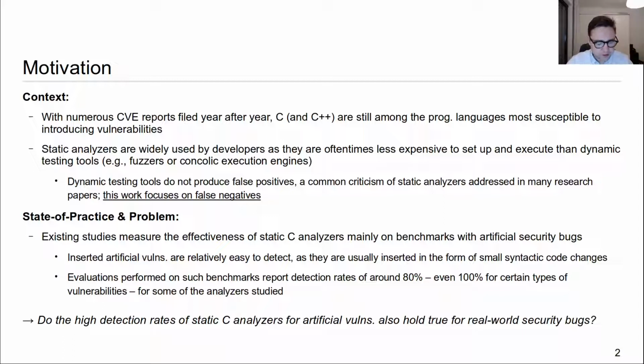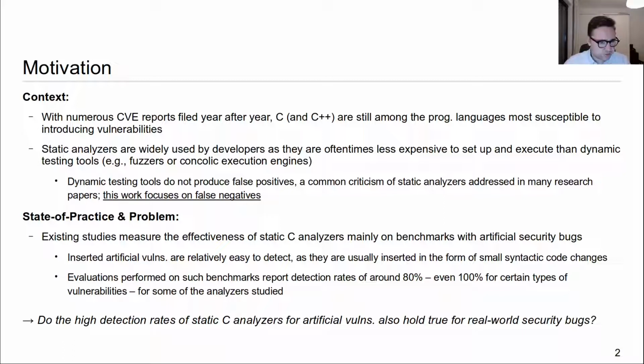Existing studies on that matter mainly use benchmarks with artificial security bugs. These are bugs that come in the form of small syntactic code changes and are therefore rather easy to detect for such tools. And when we look at the evaluation results, we see that the detection rates are around 80%, or for certain types of vulnerabilities even higher.